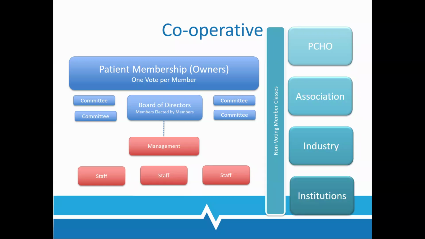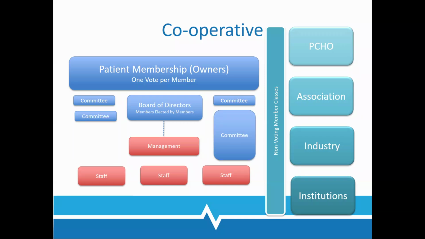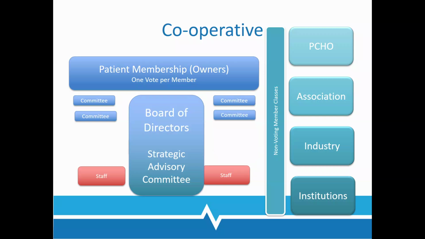There are other member classes for the other community members, like the Pan-Canadian health organizations, professional associations, industry, and institutions, but they would not have voting rights. Control is retained exclusively by patient members. However, each individual community sector has its own advisory committee, providing feedback and advice to the board. And each community sector nominates two of its members to the board's strategic advisory committee in order to ensure that all members' voices are heard and have input to the strategic direction of the organization.